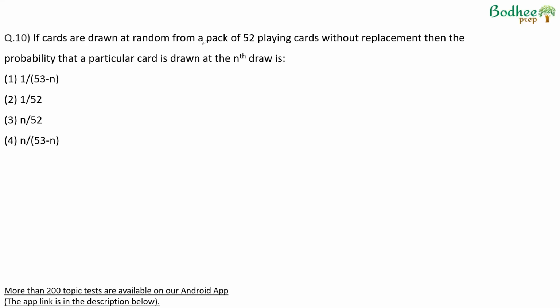If cards are drawn at random from a pack of 52 cards without replacement, then the probability of a particular card drawn is nth at the nth order. Suppose I want to draw ace of clubs as the fifth card or third card. Let us keep the number simple. We are giving n a value of 3.